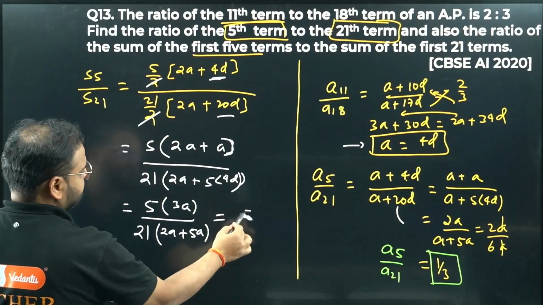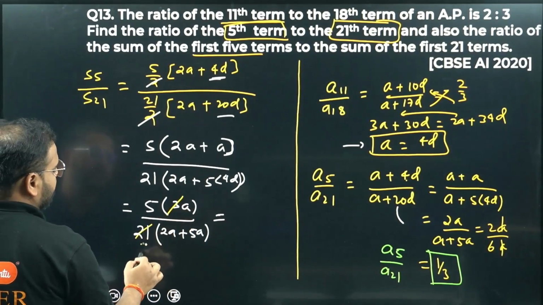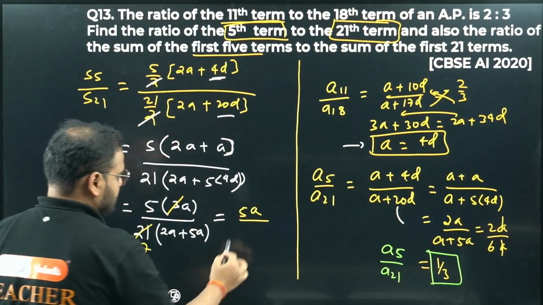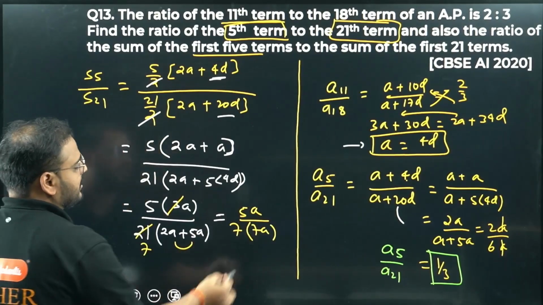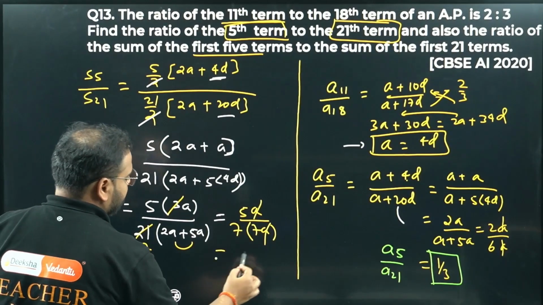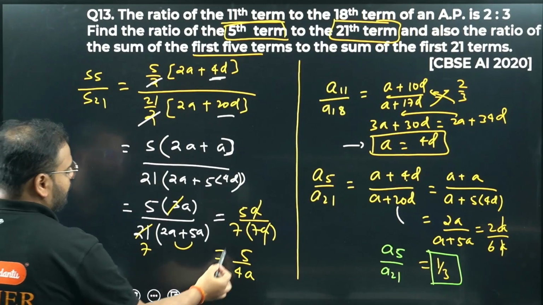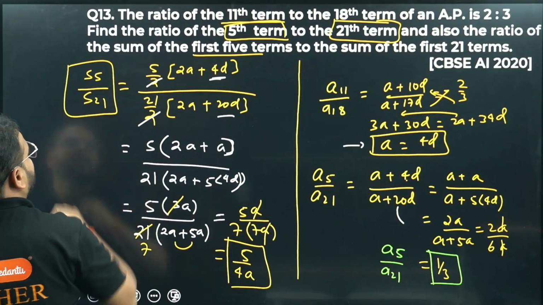I don't have to write 15. How come, sir? Please check. 3 times 7 is 21. So I'm getting here 5a upon 7 into 7a. 5 plus 2 is 7. Cancel a and a. What am I getting? 5 upon 49. This is the answer for which part? The answer for S5 upon S21.